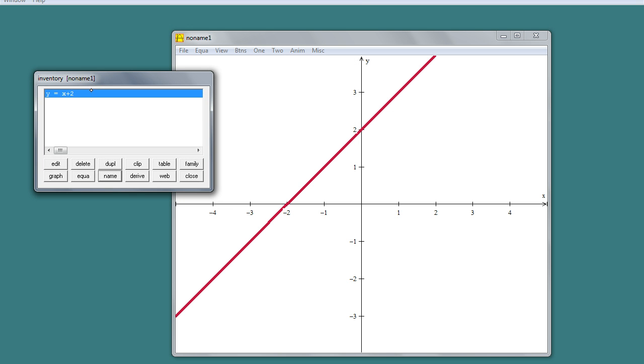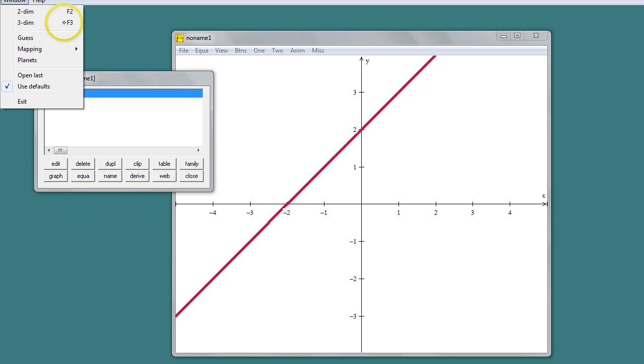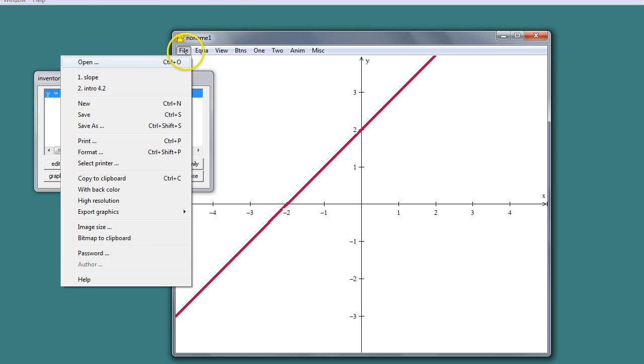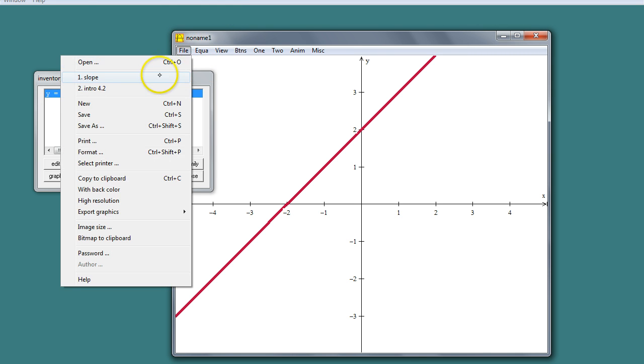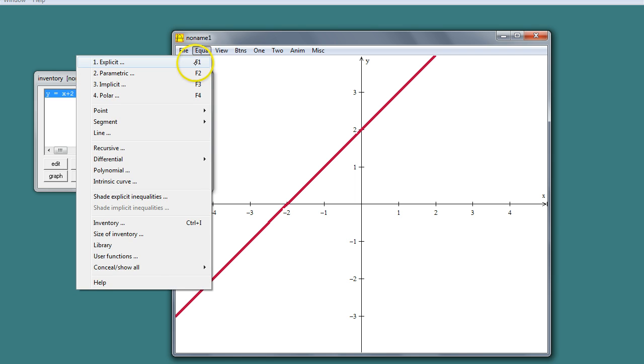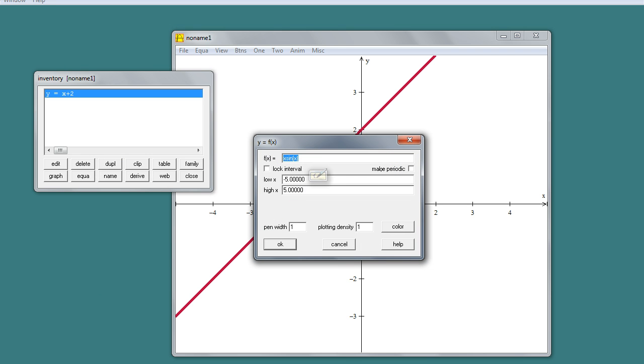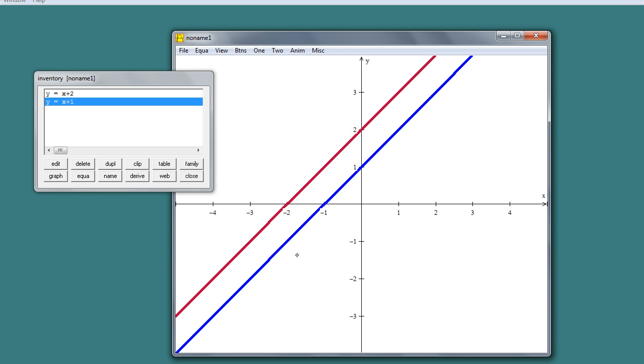Let's graph another line that is parallel to this. Can somebody give me a line? This was the equation y equals x plus 2. Okay, somebody give me an equation. Yes, Audrey? x plus 1, sure. Let's do that. Do you think they'll be parallel? Yes. Why? They have the same slope. There you go.